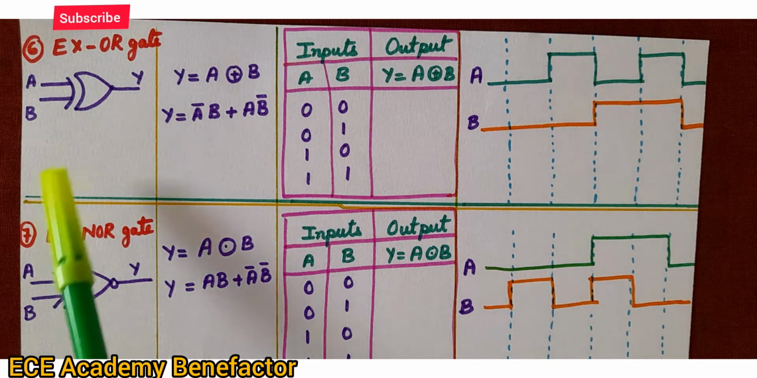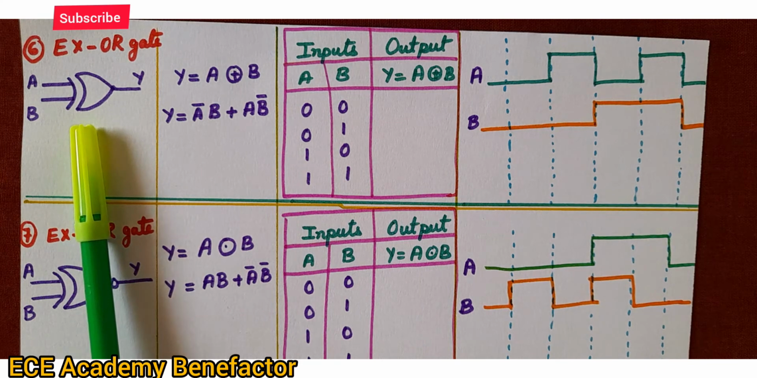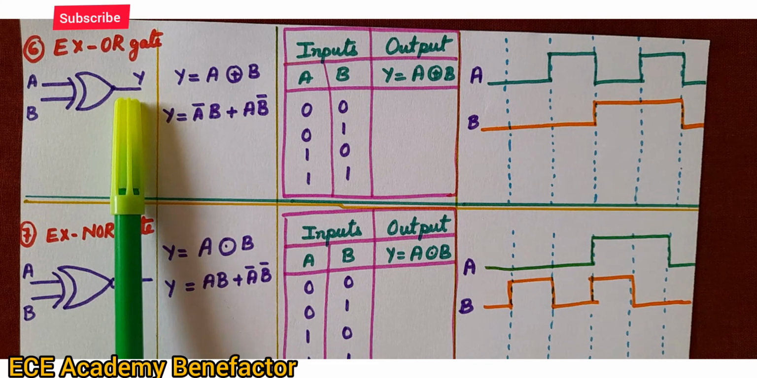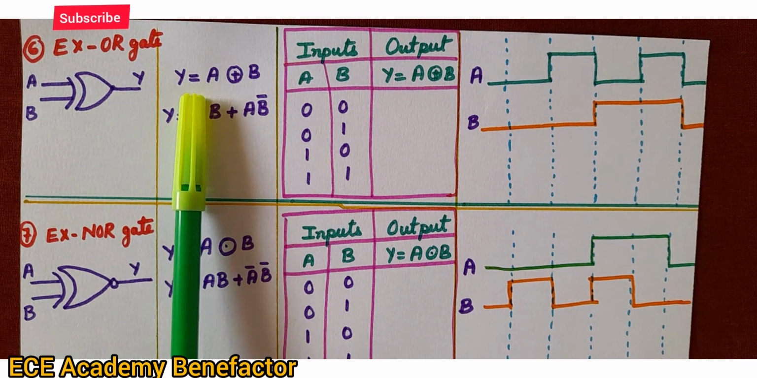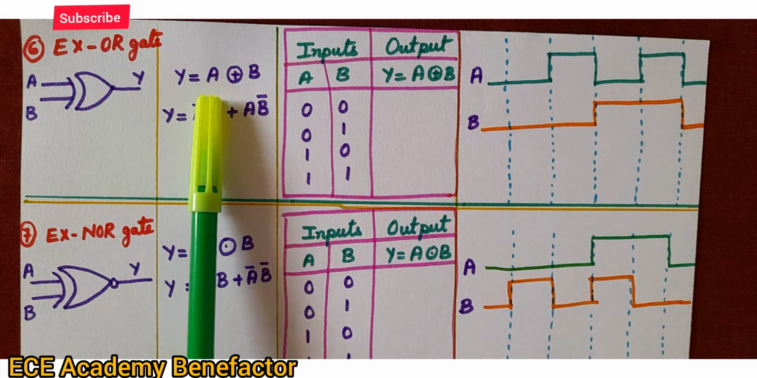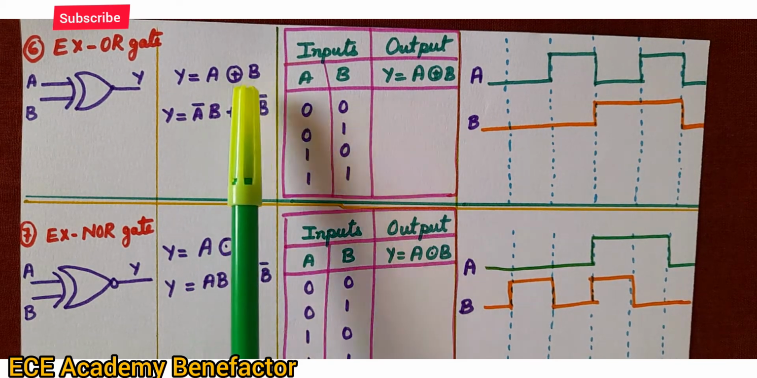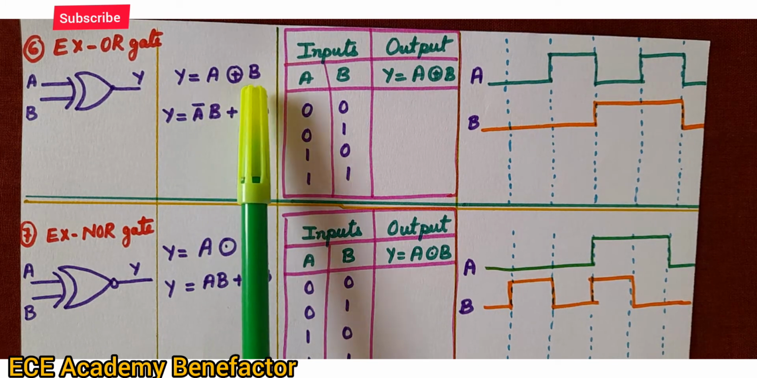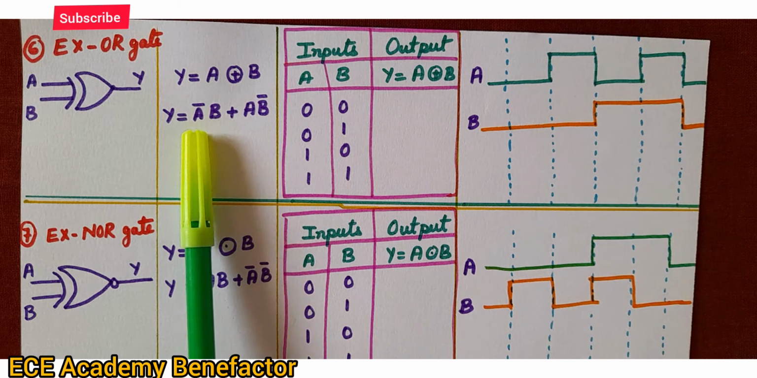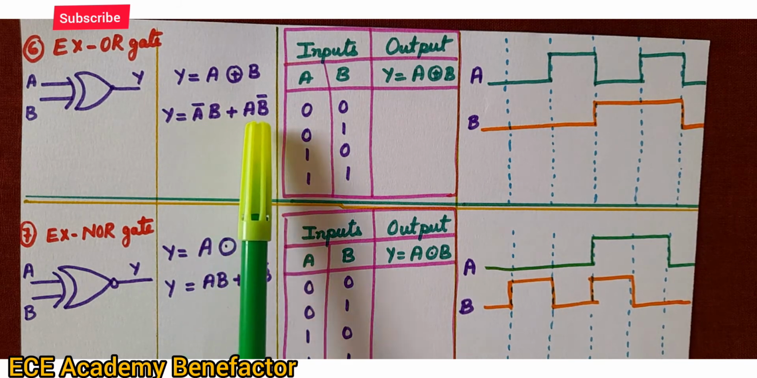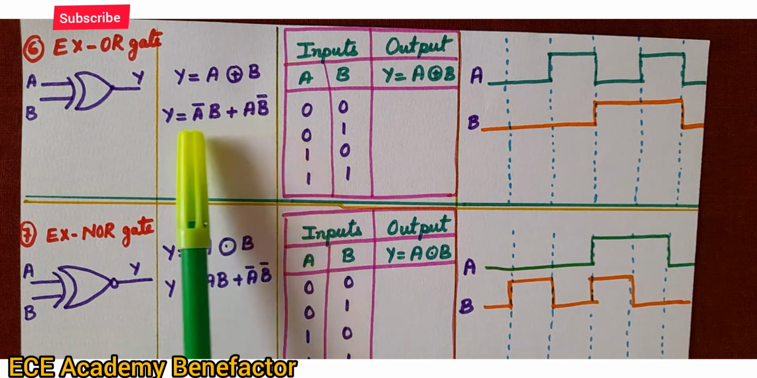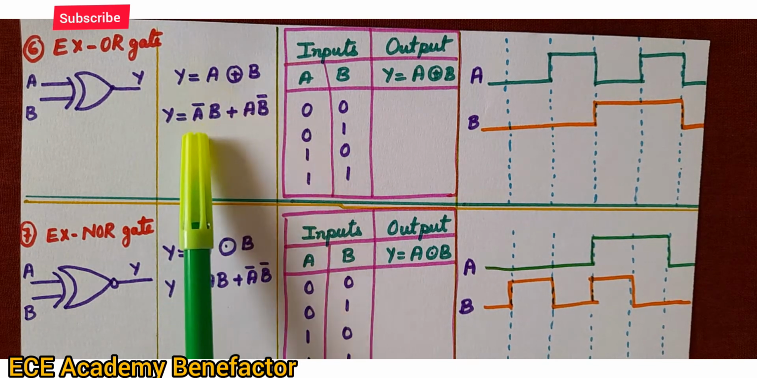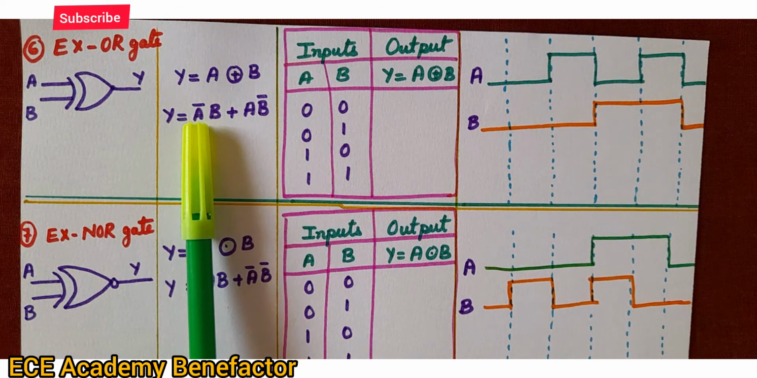The logic symbol for the XOR gate is of this kind. The inputs here are A and B, the output is Y. The logical expression for the XOR gate is Y is equal to A XOR B. Inside the circle there is a plus sign. If it is elaborated, this expression is written as A bar B plus A B bar. We can write it in this form or in this form. Both are the same. This is the logical expression for the XOR gate.